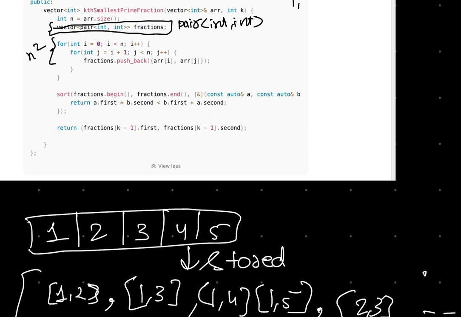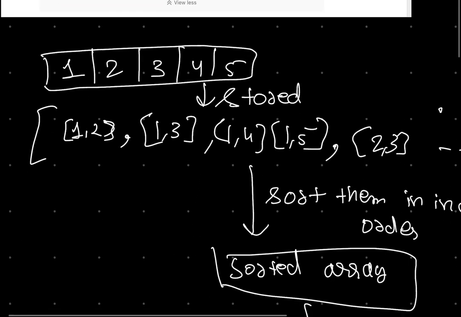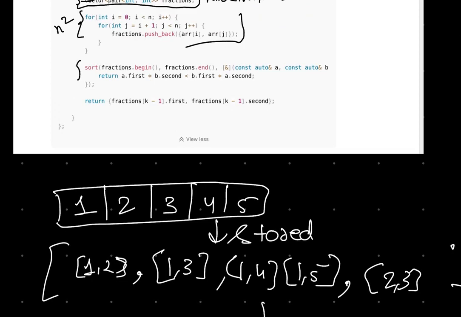So for 1 2 3, for 1 we are storing 2 3, then for 2 we are storing 3. For each element we are traversing n minus i elements. This way, using two for loops, we are storing in the form of fractions, like 1/2, 1/3, 1/4. Then from this one line we are sorting it, and last but not least, we are returning the kth smallest. As the array starts from position 0, it is k minus 1. So this is easy.